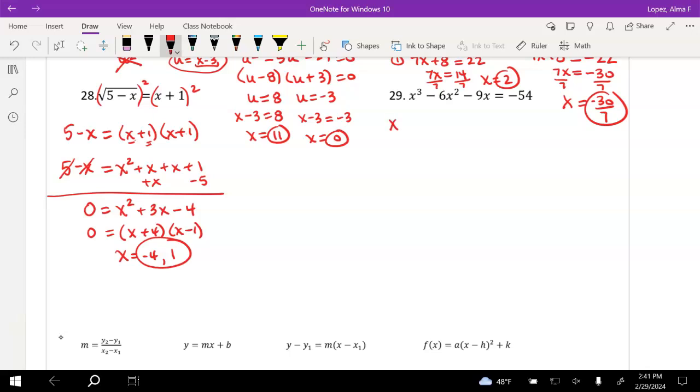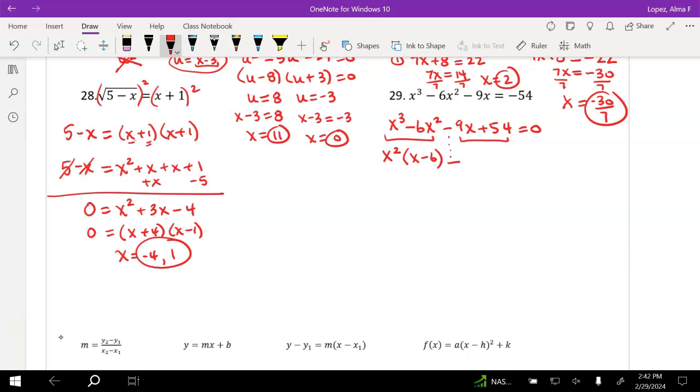On these, the very first thing you need to do is get everything over onto the same side and set equal to 0. Everything is already on the same side except the negative 54. When I bring him over, he becomes a positive 54. Now we're going to group. First two terms, second two terms together. The first two terms have an x squared in common, so we're going to factor it out. It's going to leave behind an x minus 6.